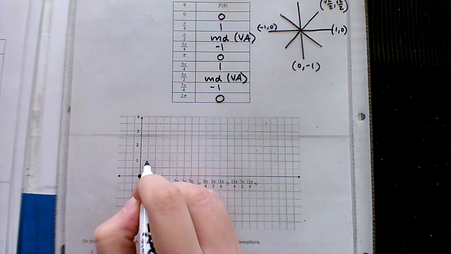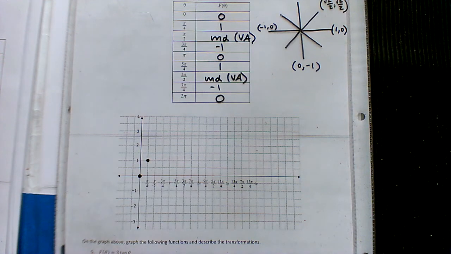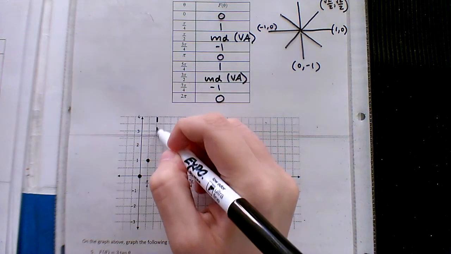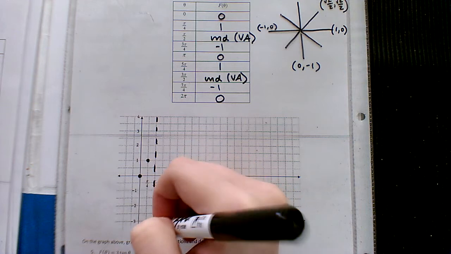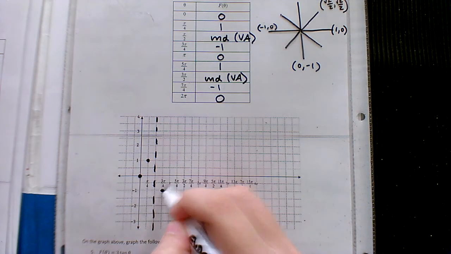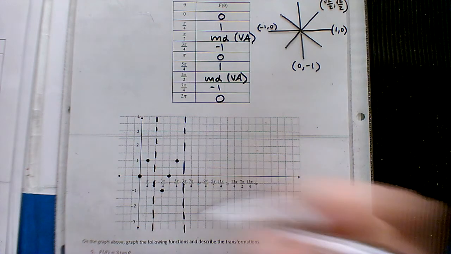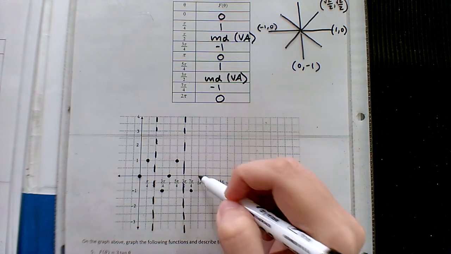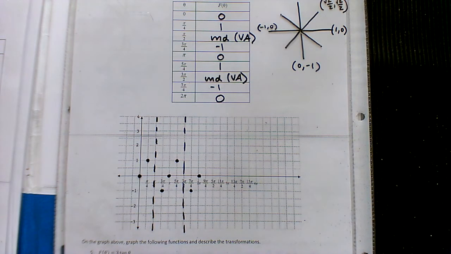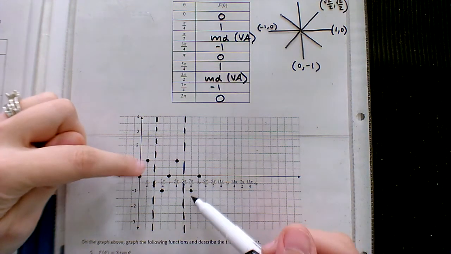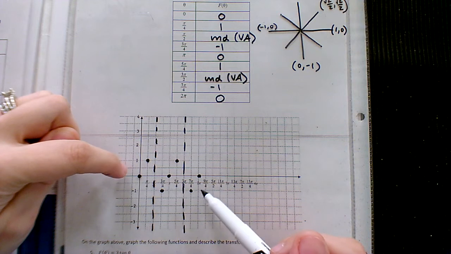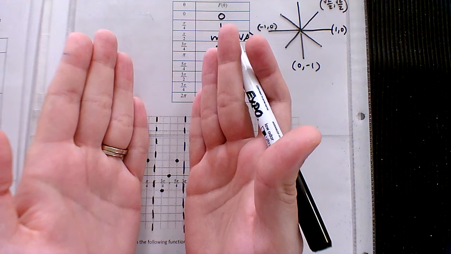0, 0, pi over 4 and 1. Vertical asymptote. Negative 1, 0, 1. Vertical asymptote. Negative 1, 0. All right, so it might look a little weird just by plotting the points and the asymptotes. We're going to talk about what these points on the end are doing because they're just kind of floating out there right now. But let's go ahead and focus on the portion in between the asymptotes.